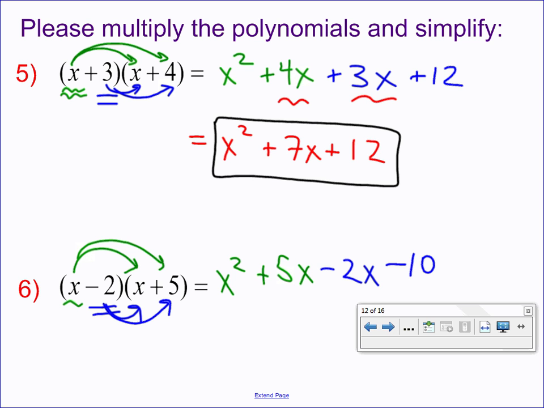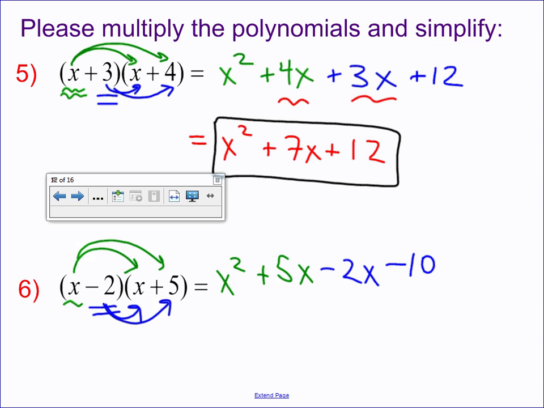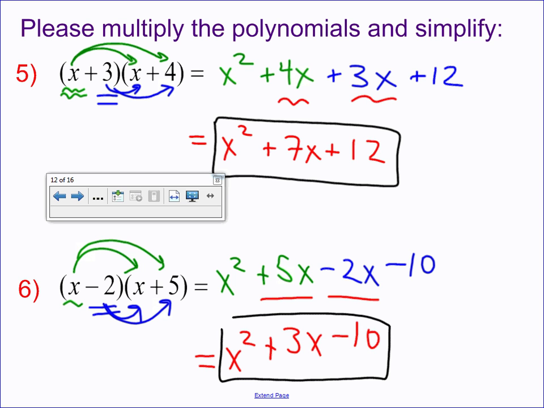Now I've distributed each of those terms in my first binomial through the second binomial, and we're ready to combine like terms. So what pair of like terms do we have, Caitlin? That's correct. We've got 5x and minus 2x, so my final answer is x squared plus 3x minus 10. And we're in standard form, so we'll go ahead and box it.